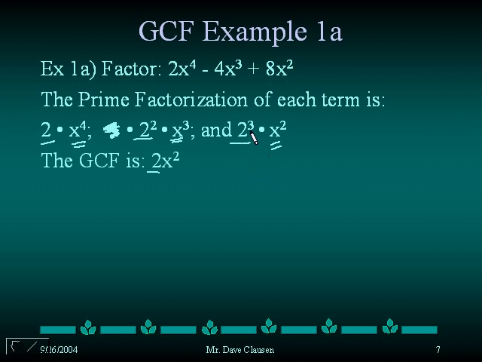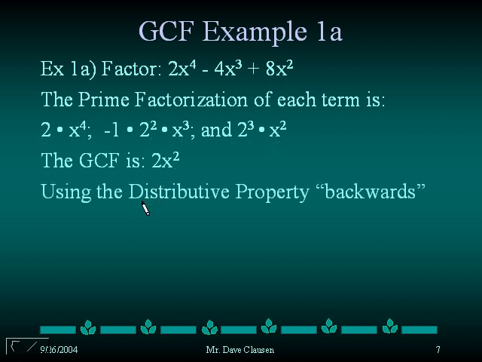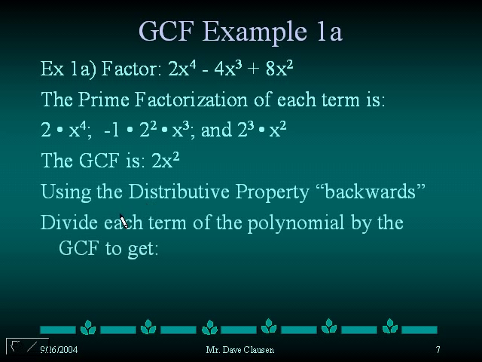The question is, what's the greatest number of x's that are common? Well, x squared is included in x cubed and x to the 4th. So x squared is the greatest number of x's that are common. Therefore, our greatest common factor, or GCF, is 2x squared. Now we're going to use the distributive property backwards to factor that out.